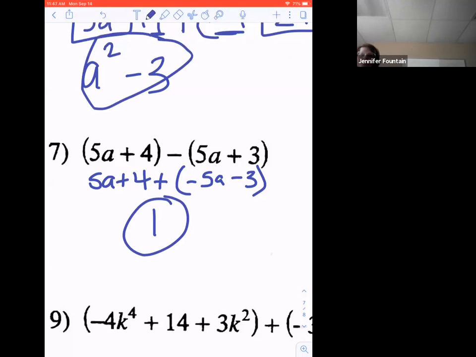Did you get one? Okay, 5a plus a negative 5a is 0. And then 4 plus a negative 3. So 5a plus negative 5a is 0. 4 plus negative 3 is 1.